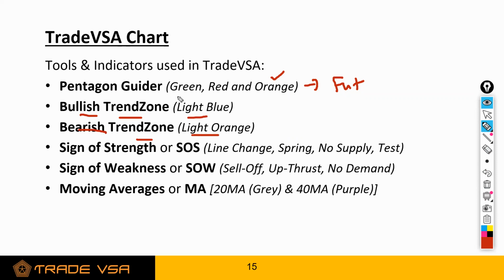So whenever green pentagons appear, the bullish trend zone will come along together. When reds appear, it will turn to orange. It turns to orange.